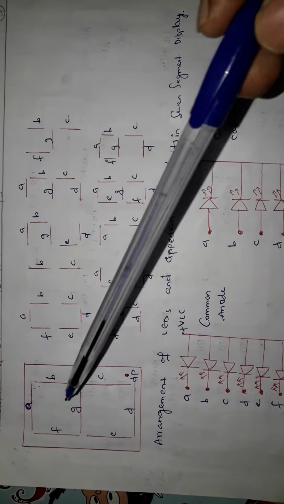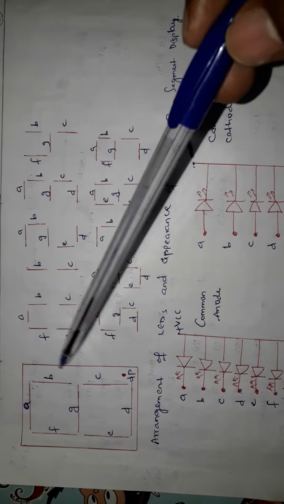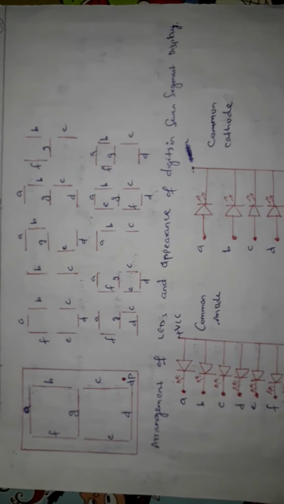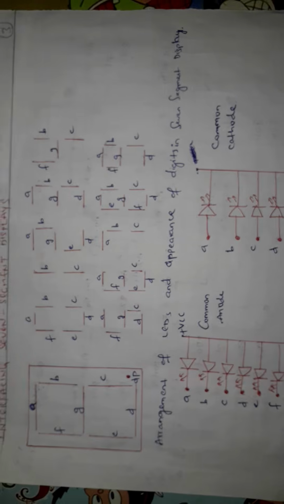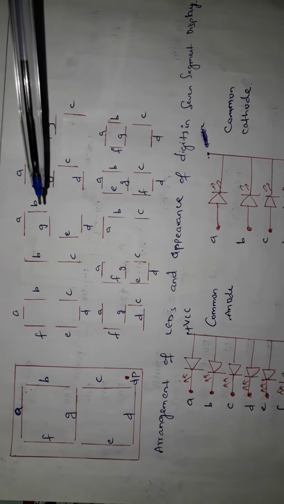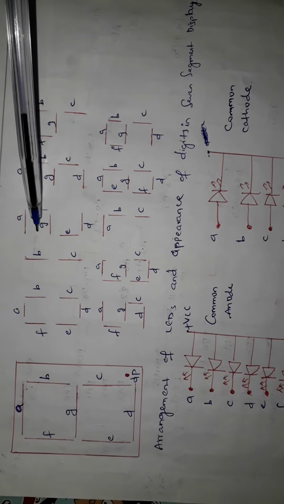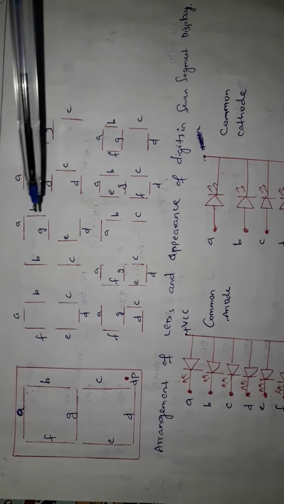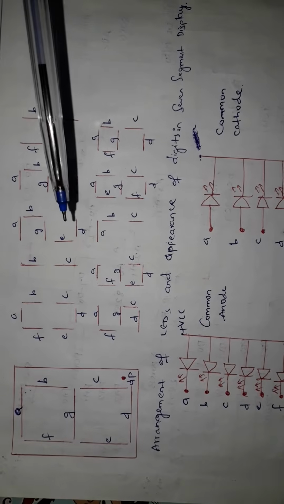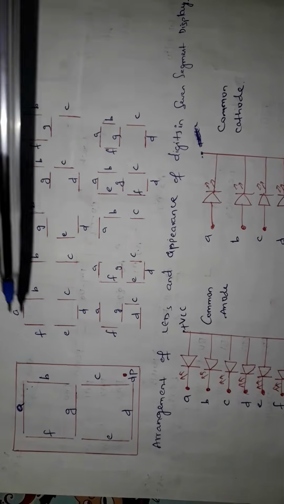Similarly, if you want to display 1, then only the segments B and C are on and the rest of the segments are off. Similarly, if you want to display 2, then the segments F and C are off and the rest of the segments are on. Likewise, any number from 0 to 9 can be displayed by using a 7 segment display LED.